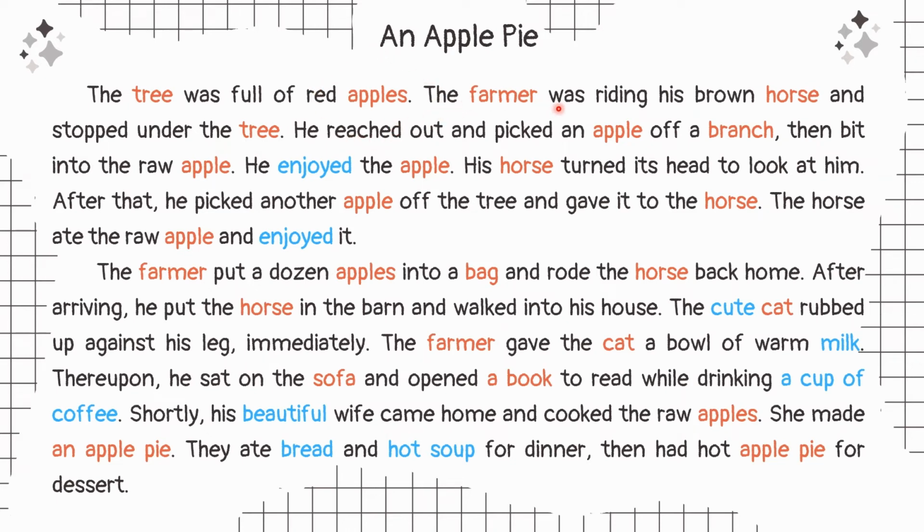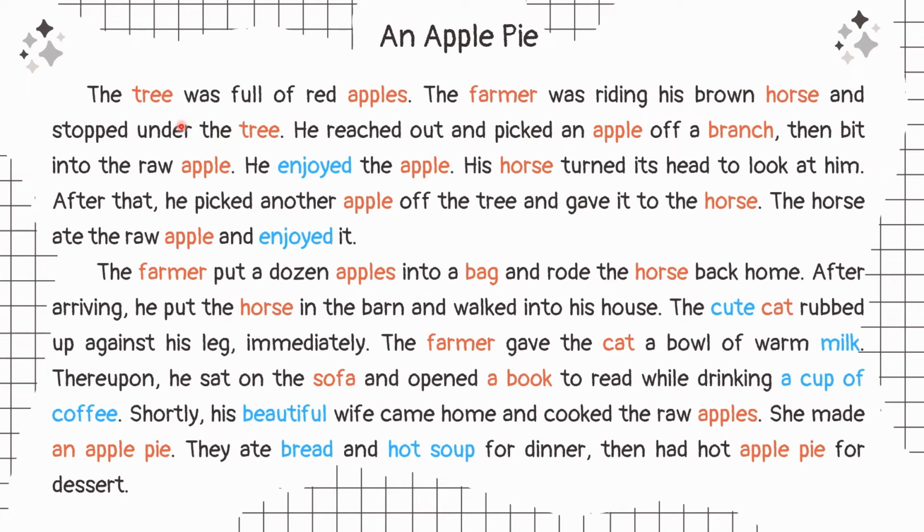The farmer was riding his brown horse and stopped under the tree. The farmer is countable because we can count the farmer, and in the story the farmer is one. We can count horse and tree. He reached out and picked an apple. An apple is countable. This means one apple off a branch, and we can also count this.